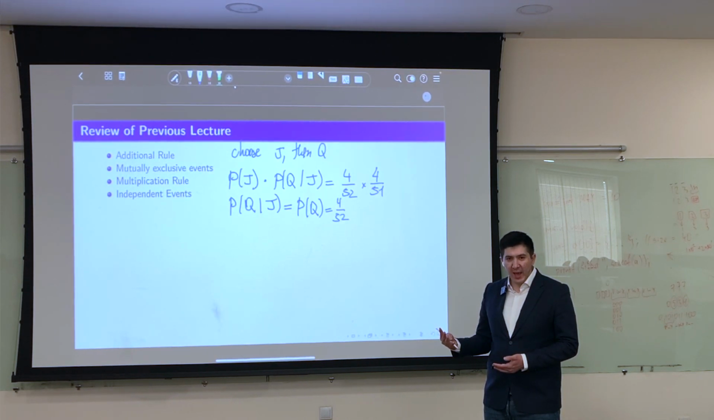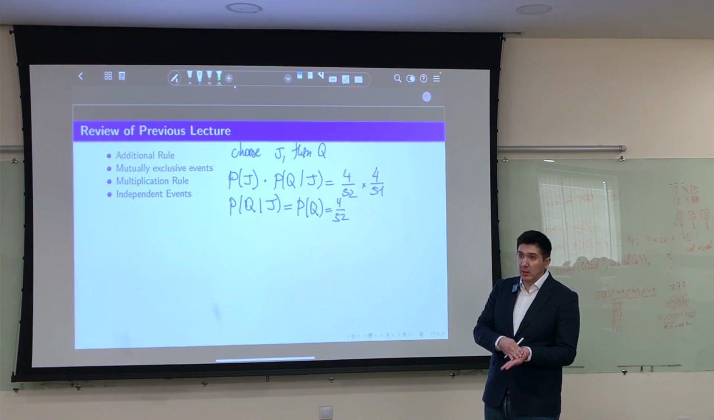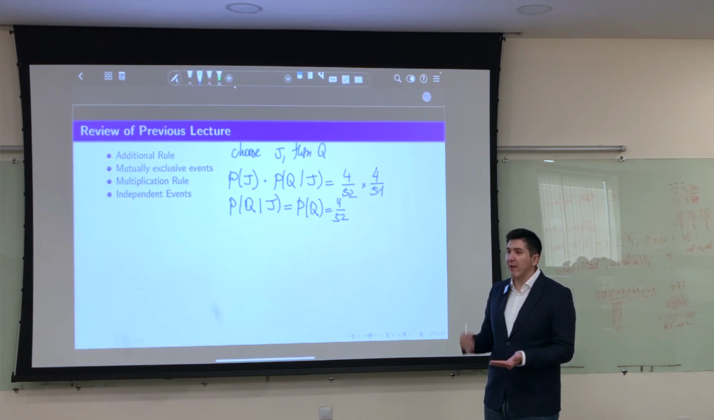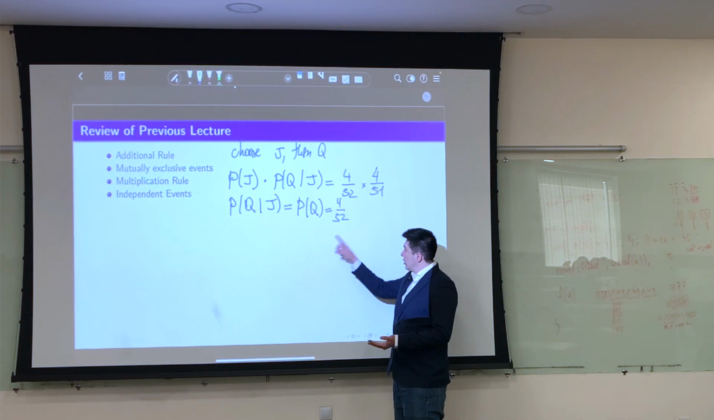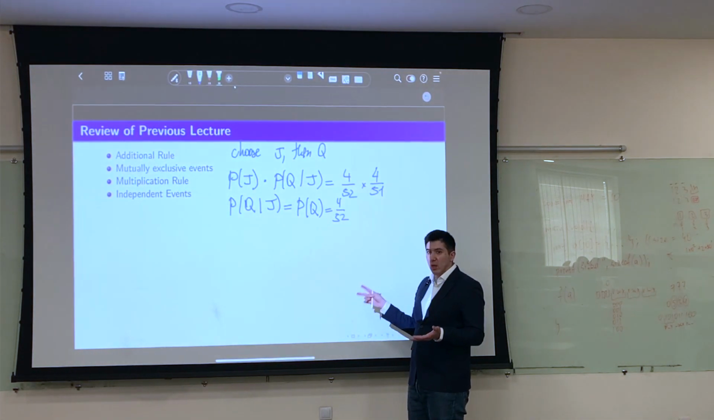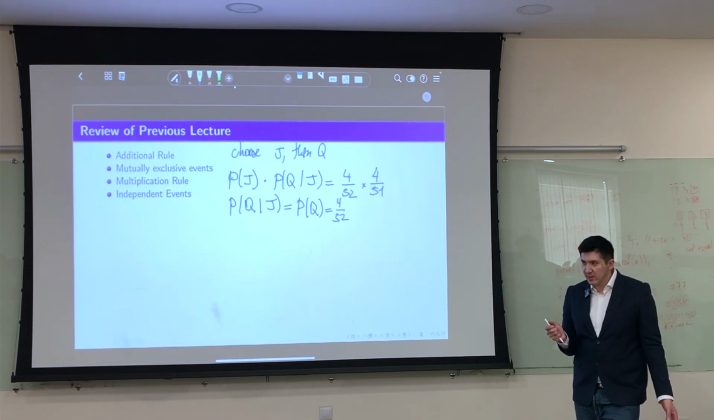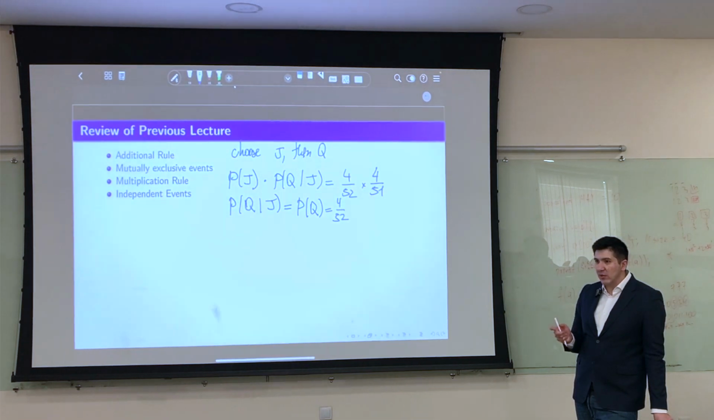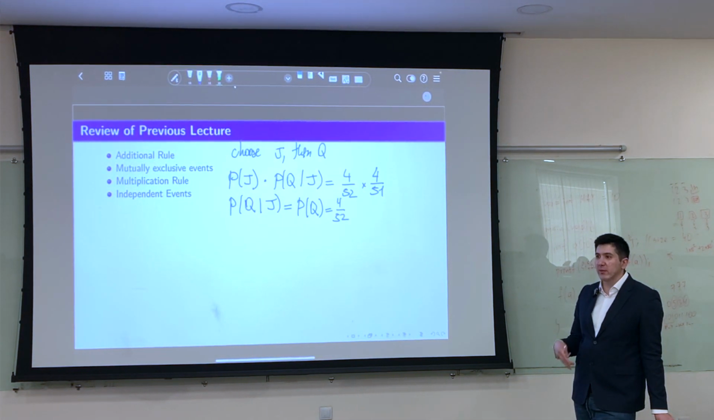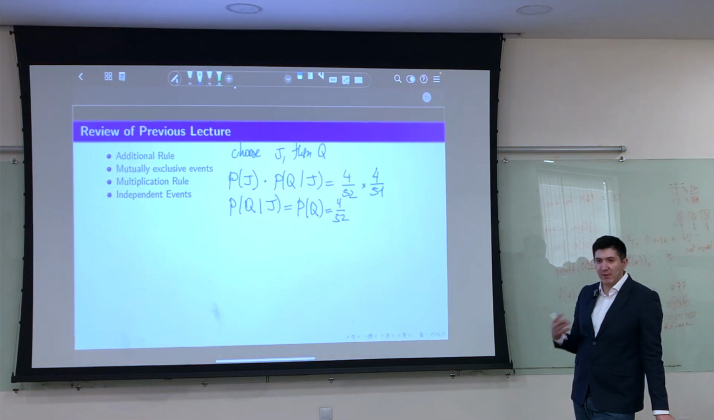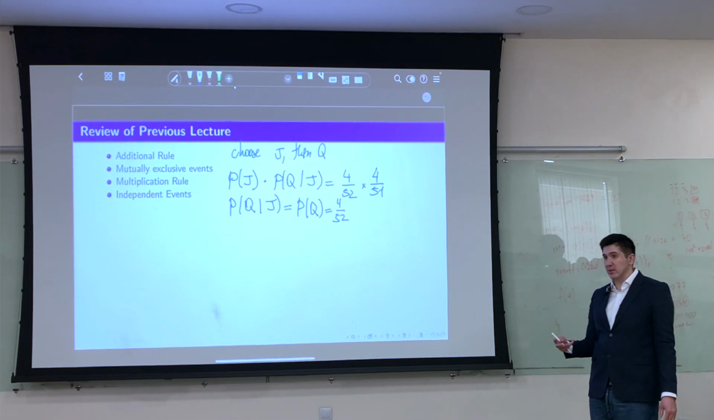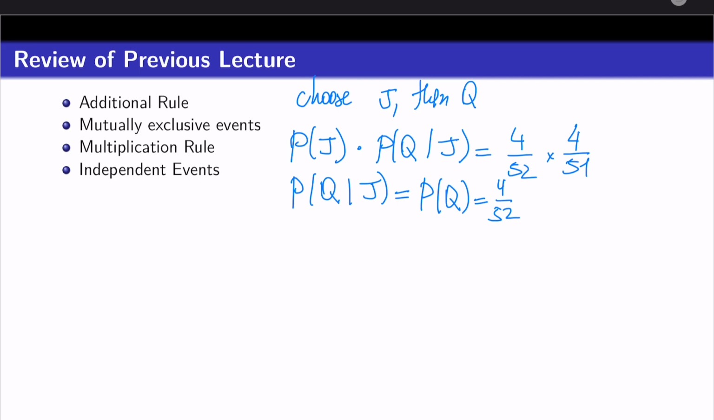So how many cards do we have? 52, right? Because we put the previous card back into the deck. How many queens do we have? 4. So these two probabilities are going to be simply the same if the two events are independent. Do you understand what dependency and independency are? If the two events are independent, then the occurrence of the first event simply doesn't affect the occurrence of the second event.